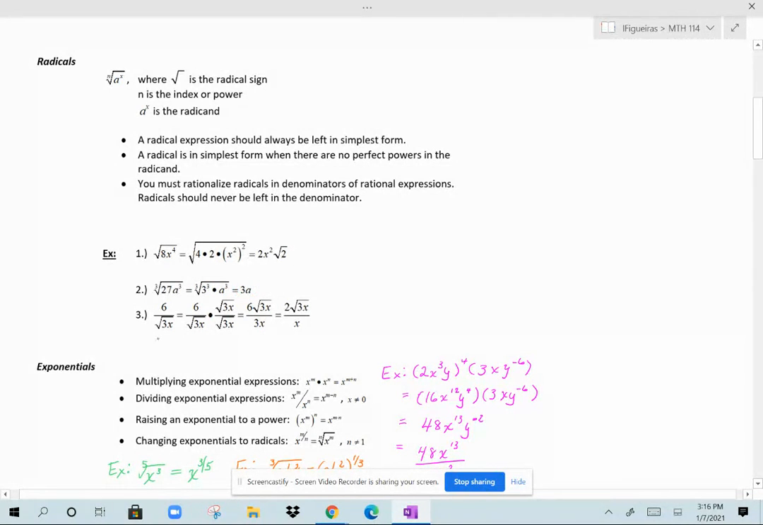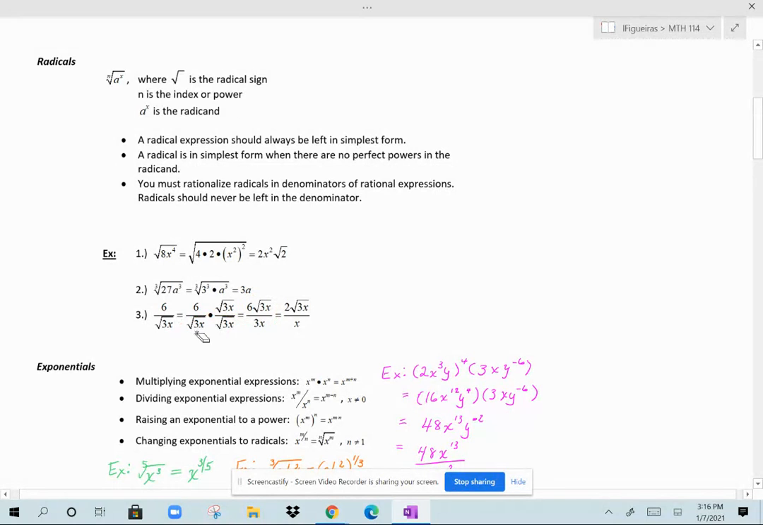And then here's an example of how to rationalize a radical when you have a quotient with a radical in the denominator. So in this case, it's a square root. So we're going to multiply the numerator and the denominator by the square root of 3x. That gives us 6 square root 3x, and square root 3x times itself becomes a perfect square inside the radical. So that's just 3x in the denominator.